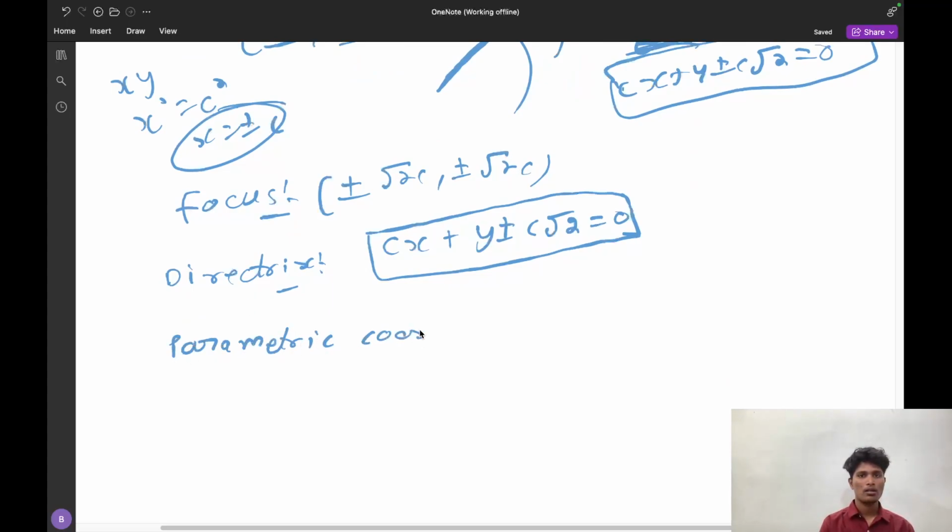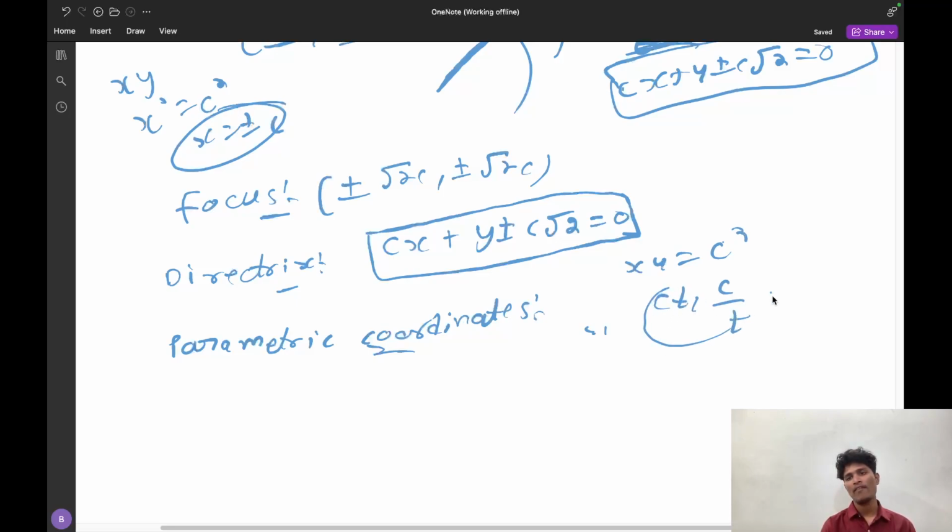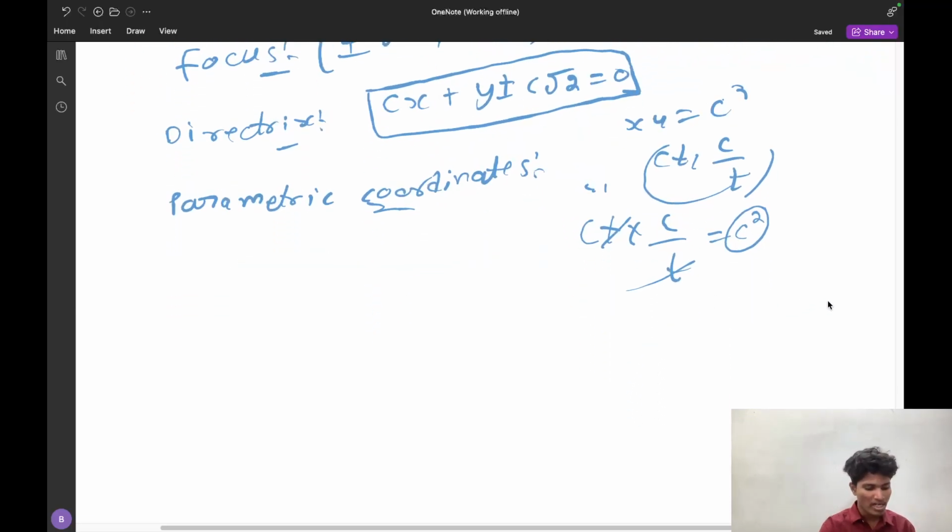Parametric coordinates, very important. What are the parametric coordinates for rectangular hyperbola? That is, we got xy is equal to c square. So what I can take is ct comma c by t. If I multiply these two, I will get ct into c by t. The t's will get cancelled, I will get c square. So ct comma c by t are the parametric coordinates for rectangular hyperbola.